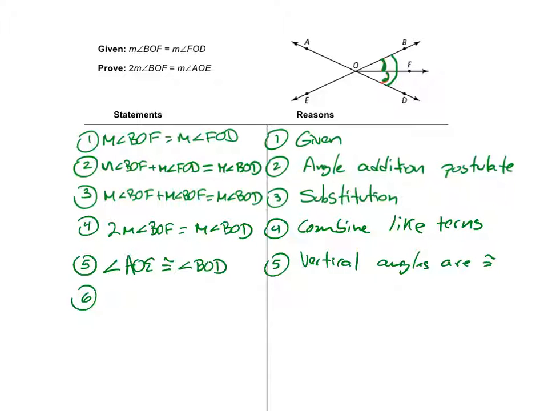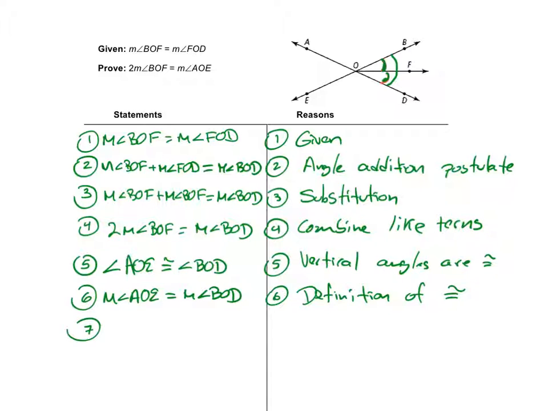So by definition of congruence, I know that the measure of angle AOE equals the measure of angle BOD. So definition of congruence. And number 7, again, I already know that BOD is the same as 2 times BOF. So 2 times the measure of BOF equals the measure of angle AOE, 7. So this is by substitution property.